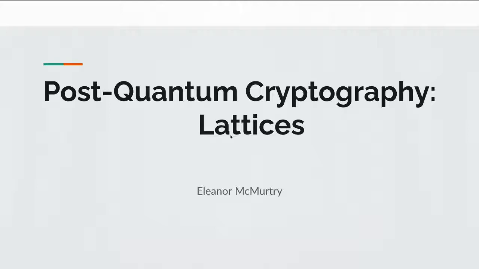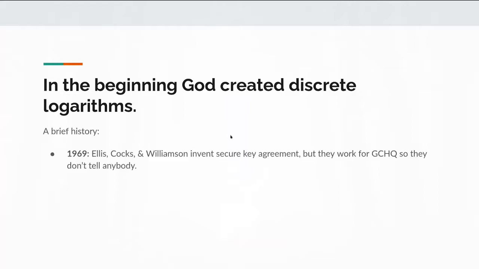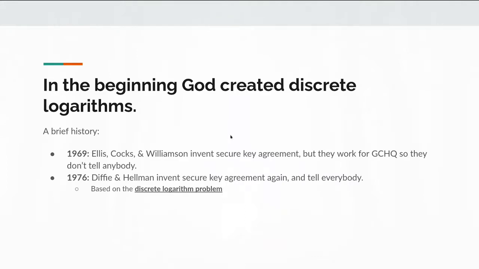I'm going to kick things off with a Bible verse for you all. In the beginning, God created discrete logarithms. In 1969, a bunch of people working at GCHQ invented secure key agreement, but because they worked for GCHQ, they didn't tell anyone. Then in 1976, Diffie and Hellman also invented it, again, independently, but this time they told everybody. And their protocol was based on what's called the discrete logarithm problem.